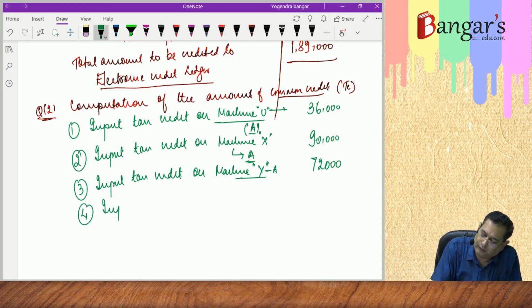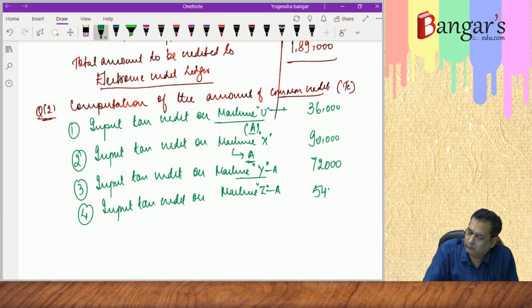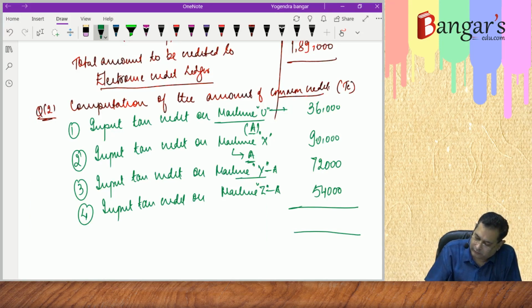And input tax credit on machine Z, whose useful life remains, that is 54,000 rupees. So 36,000 plus 90,000 plus 72,000 plus 54,000. It is 2,52,000. This is now the total common credit.